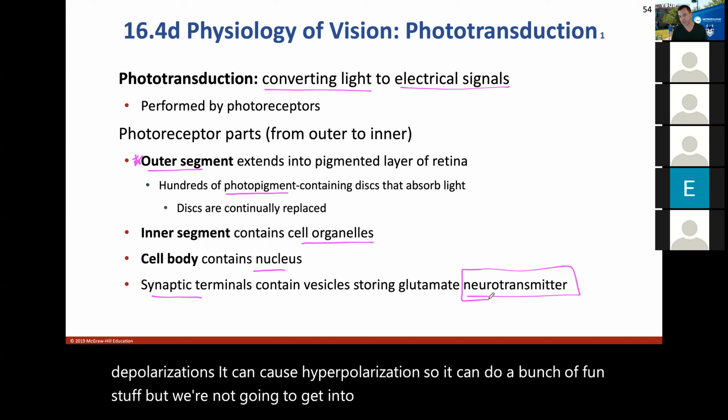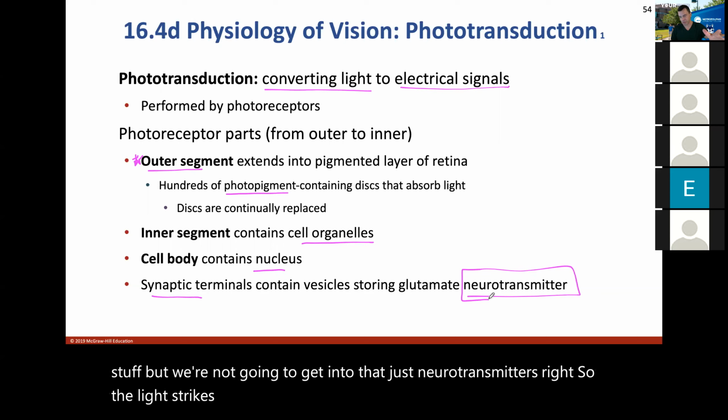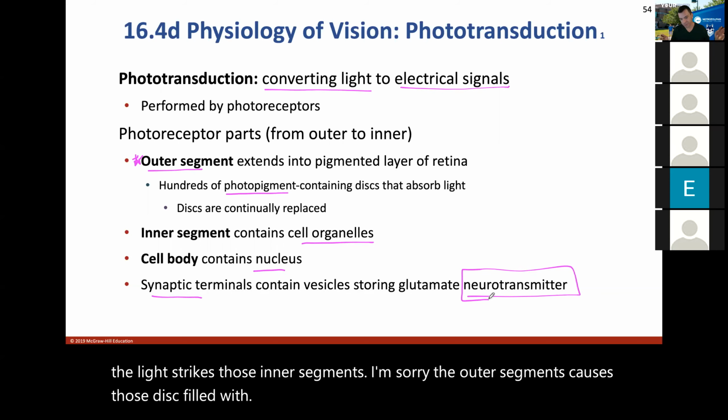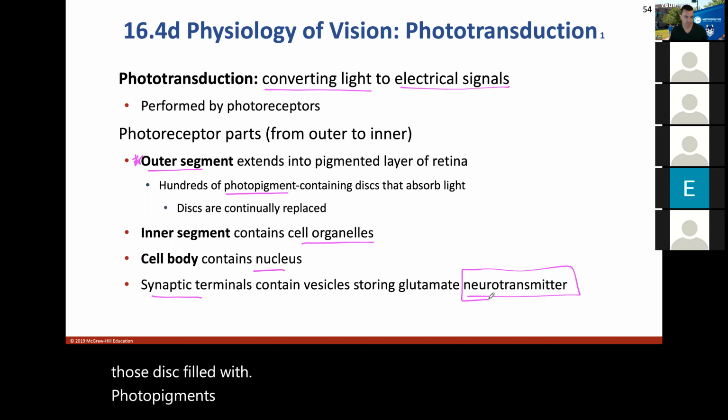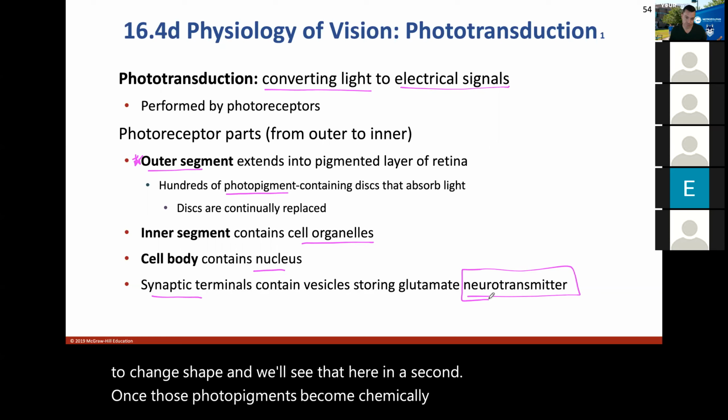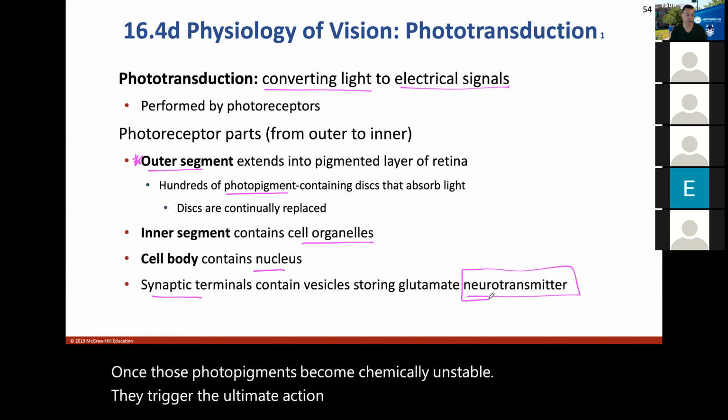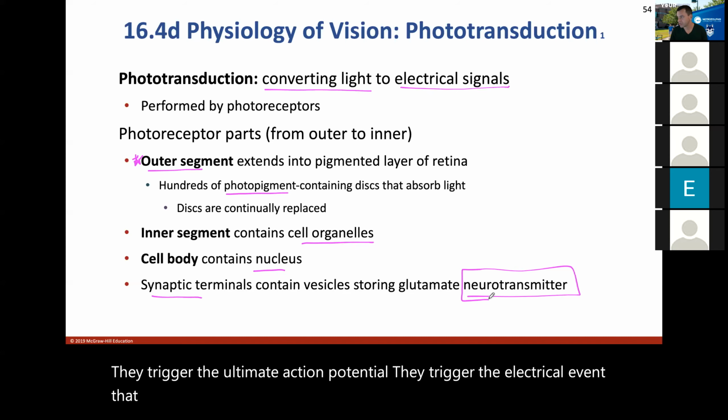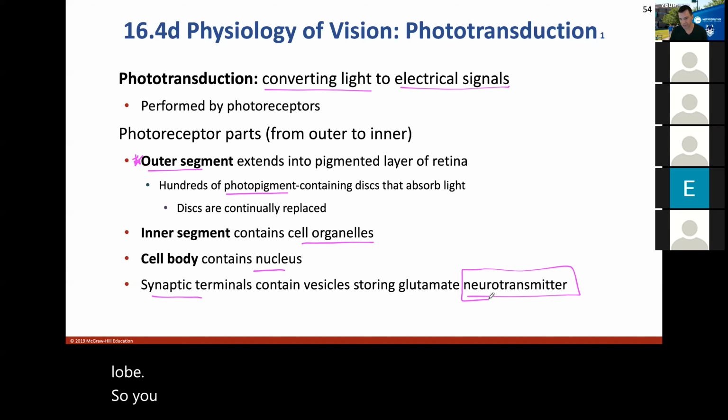Just neurotransmitters, all right? So the light strikes the outer segments, causing those discs filled with photopigments to change shape. We'll see that here in a second. Once those photopigments become chemically unstable, they trigger the electrical event that generates the action potential to go all the way back to that occipital lobe, so you can see what in the world is coming at you.